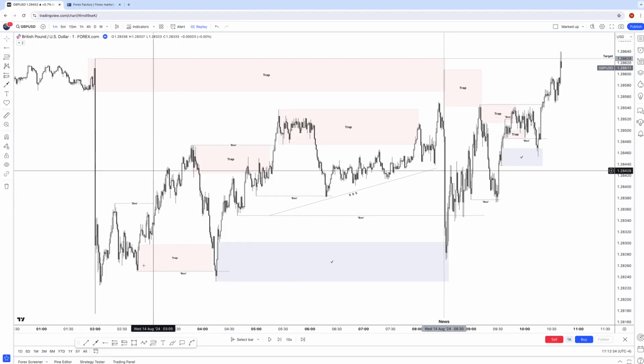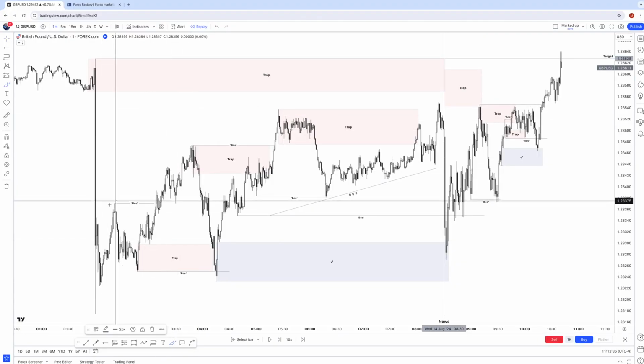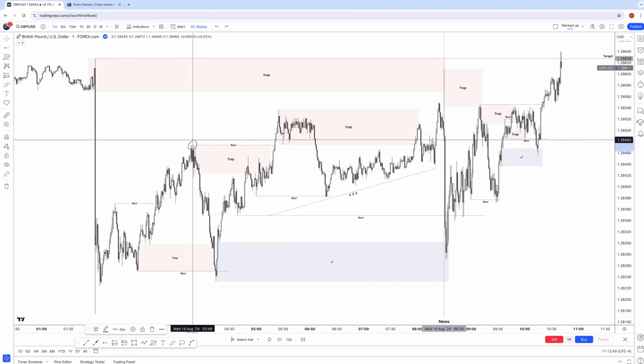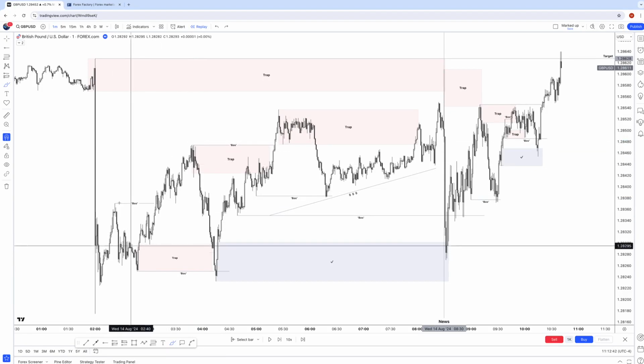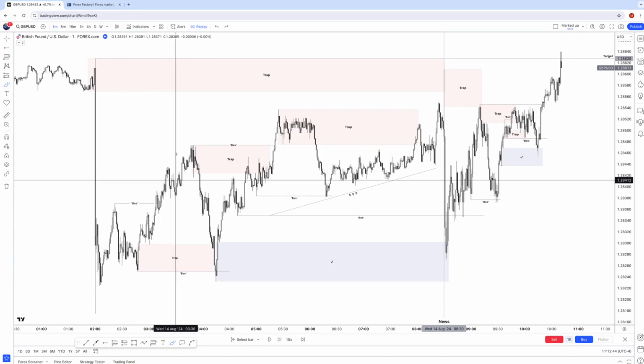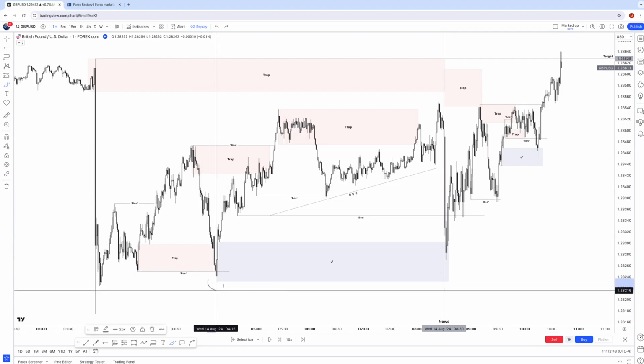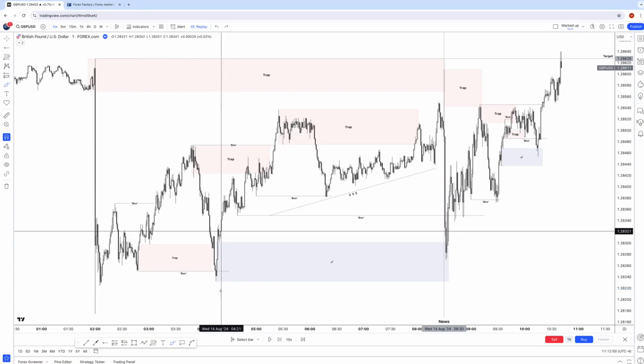So step by step. Again, we take out this high. We move higher, print this high here, taking out the previous. Retail seeing this as BOS in the market, okay? Then we get that rapid sell-off to trap the buyers, leaving us that liquidity block. That's what we want to see, okay?